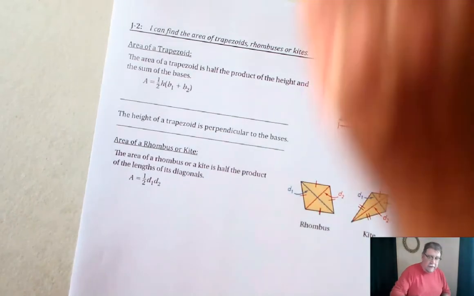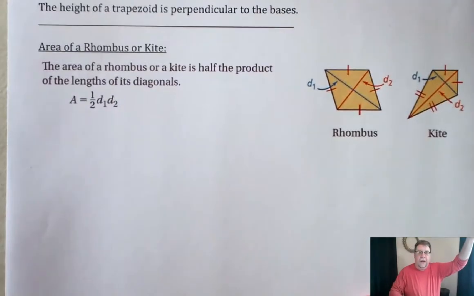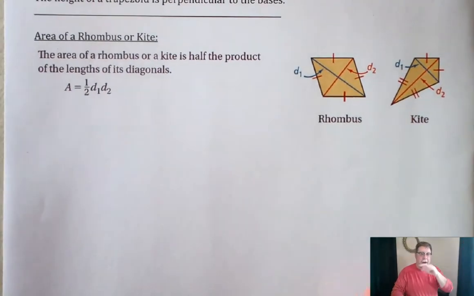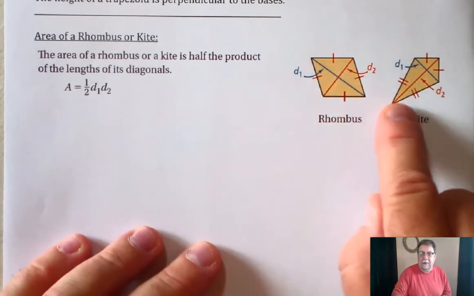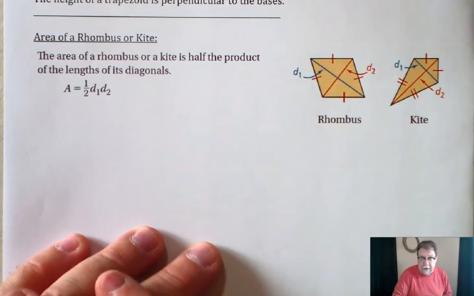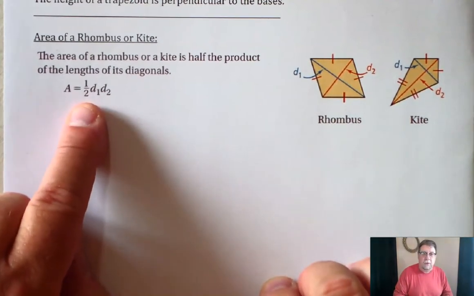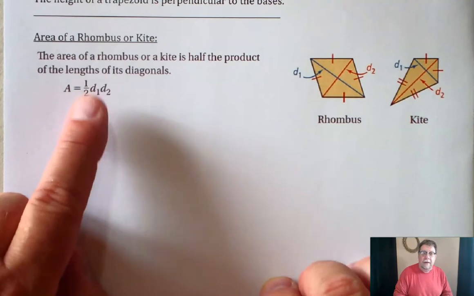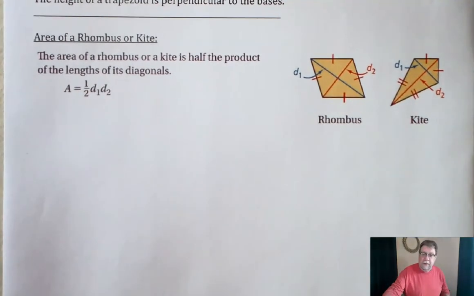All right, so that's the area of a trapezoid. And now if we look at the area of a rhombus or a kite, they're very similar. A rhombus has 4 sides that are the same length, but look at the diagonals. We've talked before about the diagonals in both cases being perpendicular to each other. Okay, so that's key here. So we're going to use this formula, area equals 1/2 diagonal 1 times diagonal 2. And here's how it works.